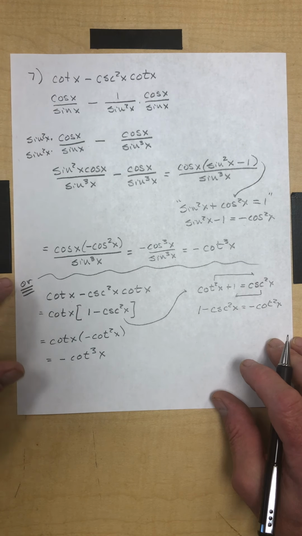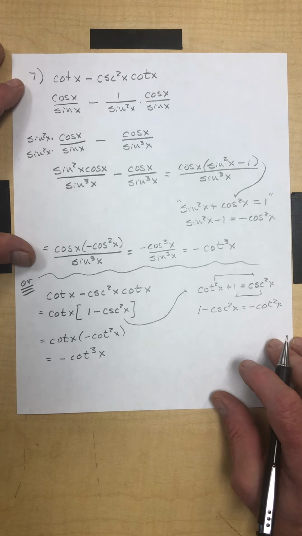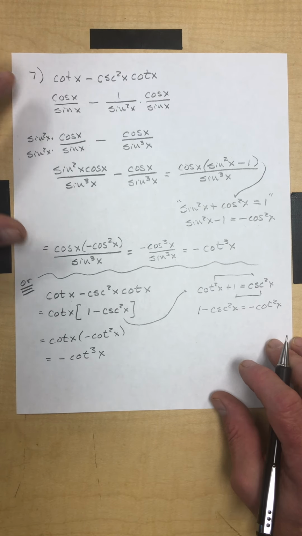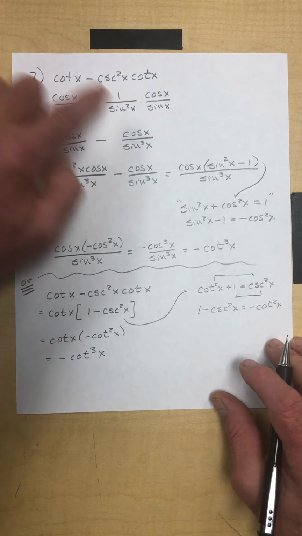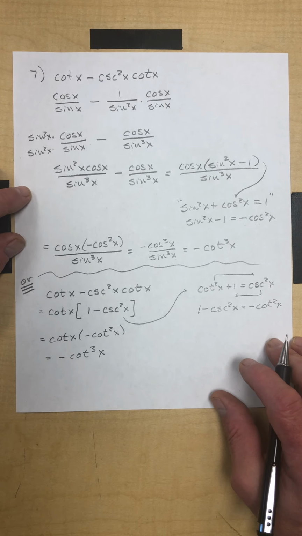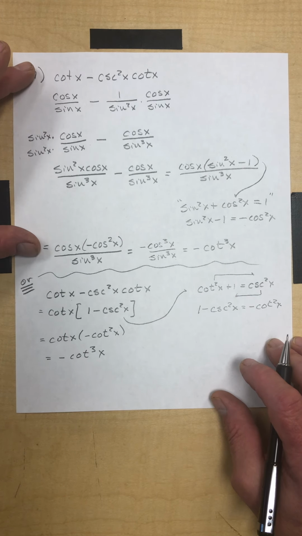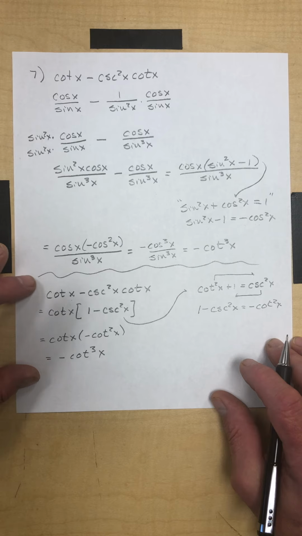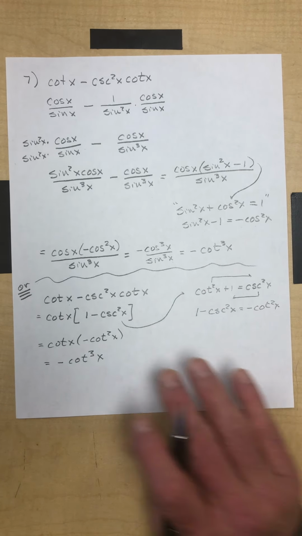So I'm not saying this is wrong, and I'm not saying that this method of going to sine and cosine doesn't work. It works on a regular basis. It doesn't work 100% of the time, but it does work on a regular basis. So there's nothing wrong with doing it this way, but boy, this is a heck of a lot easier to do right here. So I just wanted to bring that to your attention.